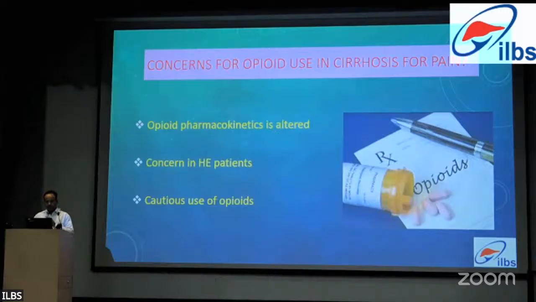Now, in cirrhotics, opiate pharmacokinetics is often altered, and the major reasons are portosystemic shunting, renal dysfunction, and hypoalbuminemia. There are also concerns with respect to the precipitation of hepatic encephalopathy, since the brain in a cirrhotic liver disease patient becomes very sensitive to opioid use. So cautious use of opioids should be exercised while managing pain in these patients.